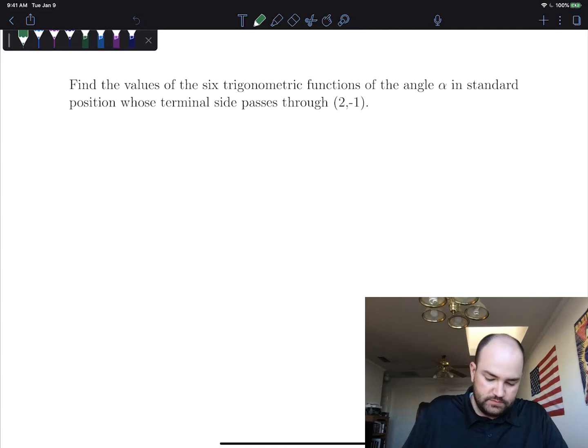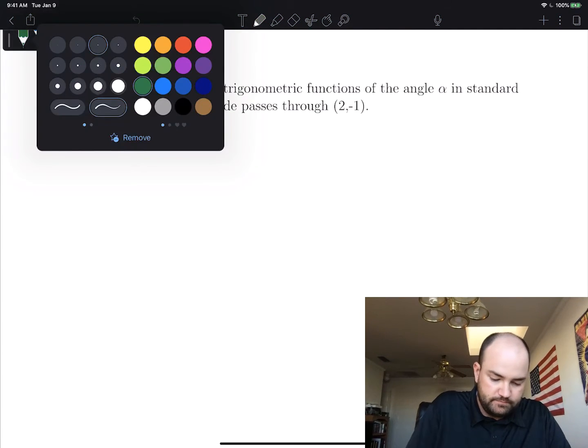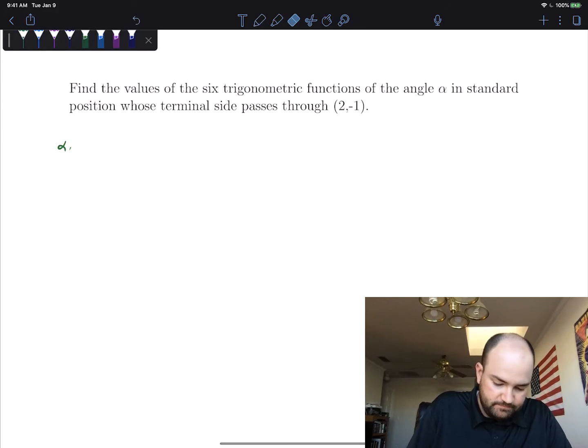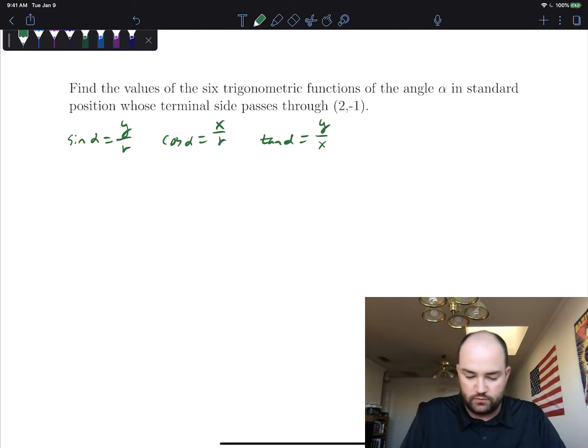Okay, so we can just go through the definitions: sine alpha equals y over r, cosine alpha equals x over r, and tangent alpha equals y over x. We can go through that, nothing wrong with that.